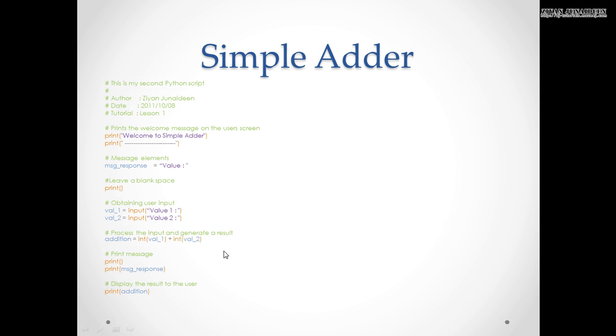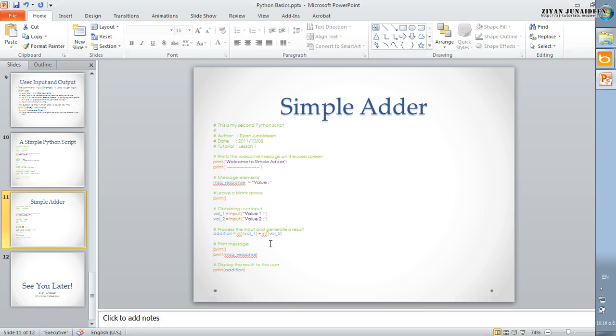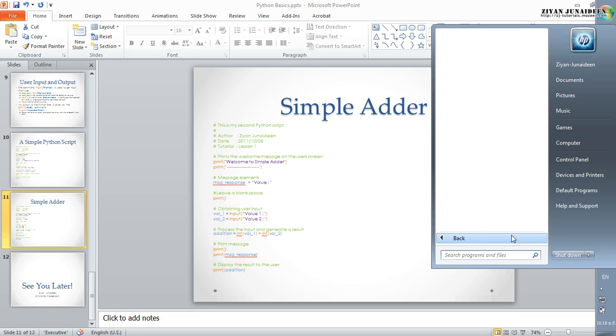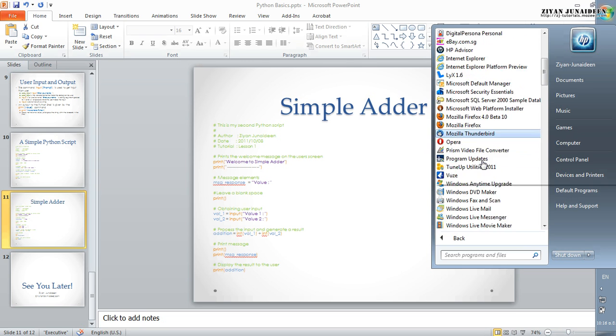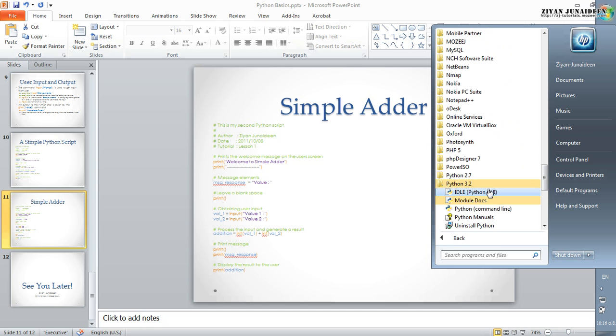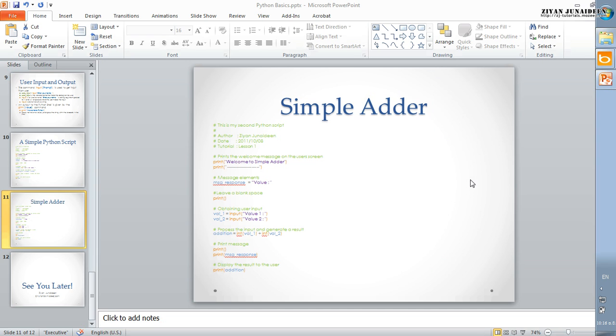Now let's go to the Python shell and do some programming ourselves. I'm going to go to the Start menu, All Programs. I'm going to scroll down to Python 3.2 over here, and I'm going to open the Python GUI.